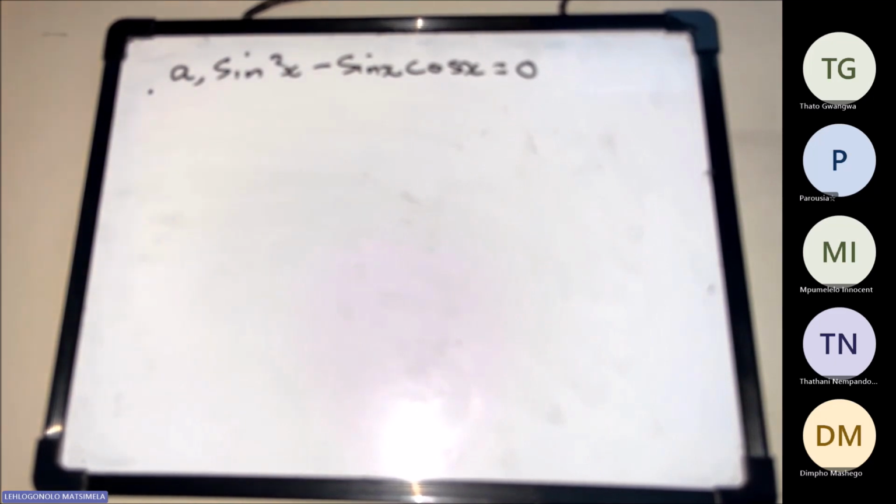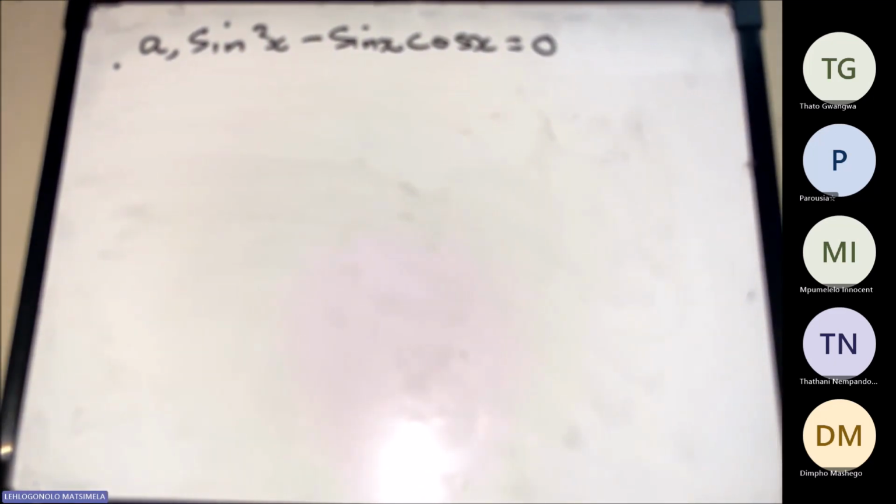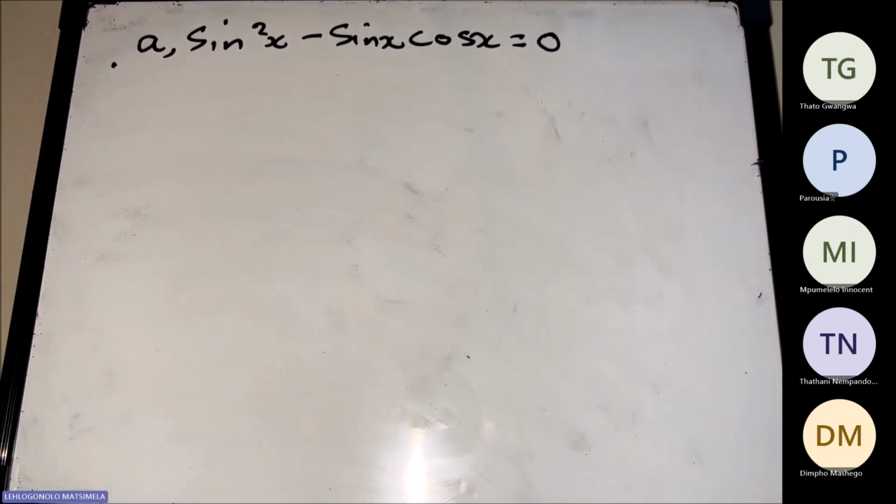If there is any value on one side, I don't know if my camera is visible. Sometimes it used to be blurry. Yeah, it's visible. Okay.